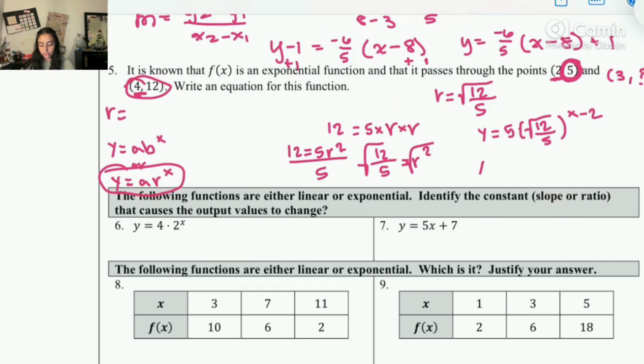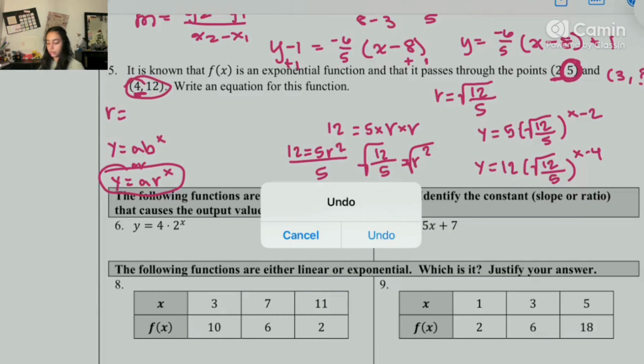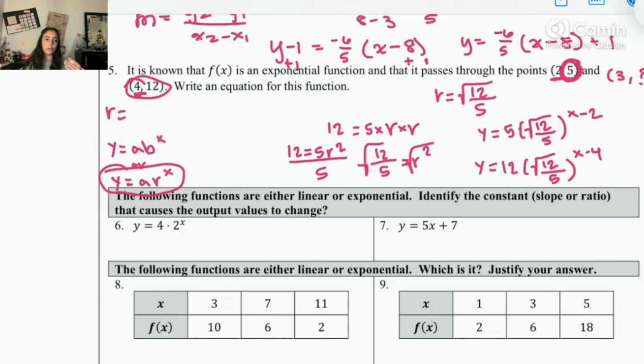Now you could also write this as y equals 12 times the square root of 12 over 5 to the power of x minus 4. It just depends on which coordinate you want to focus on. Just make sure that it matches on both sides. Like make sure you don't have y equals 12 times square root of 12 over 5 to the power of x minus 2. It has to be x minus 4 since that's the x coordinate. But either of these equations would be correct.